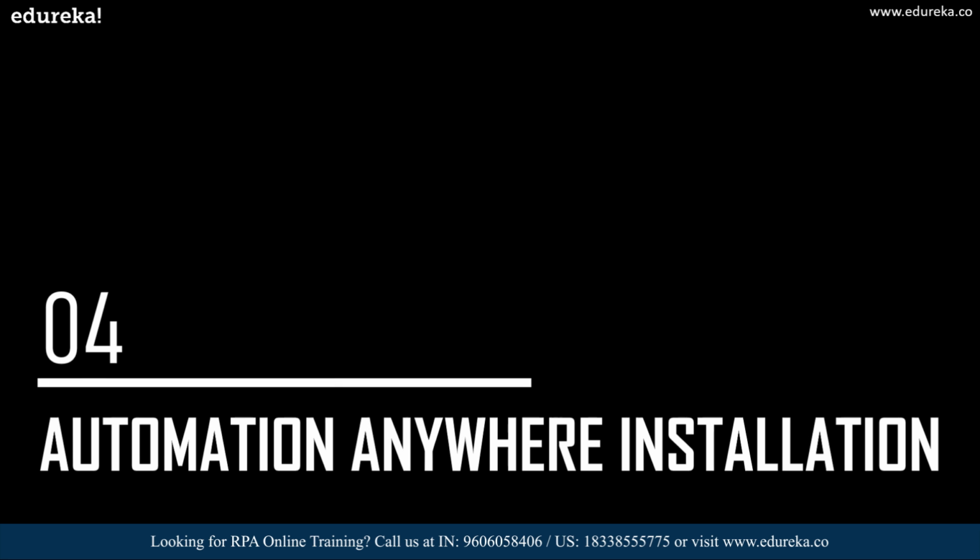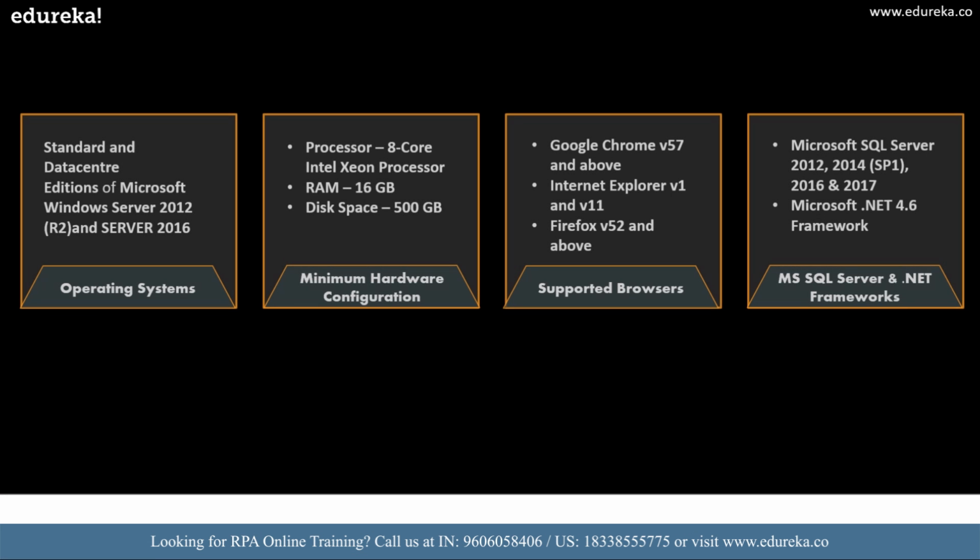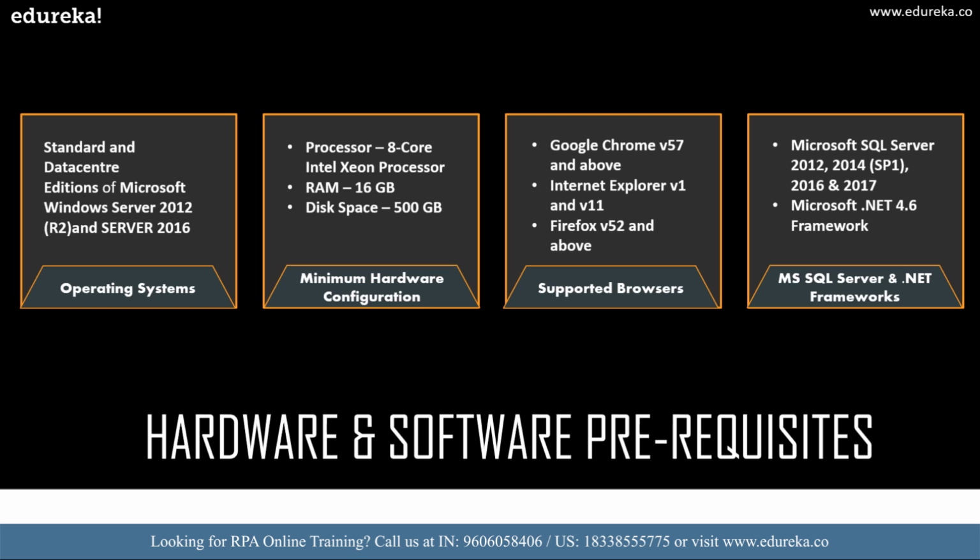So guys, in this part of the session, I'm not going to show you step by step how to install the Automation Anywhere. So for that, you can refer to my session on Automation Anywhere installation. But I'll just mention the hardware and the software prerequisites for the installation, right? So once you have these prerequisites ready, you can go to my session and start following the steps shown in the sessions to install and download Automation Anywhere. So the prerequisites are, as you can see on my screen.